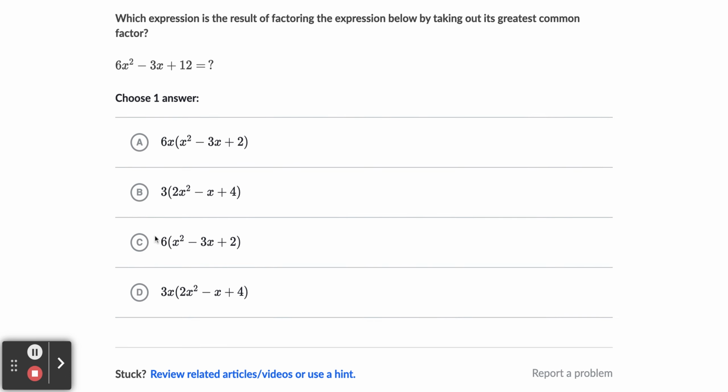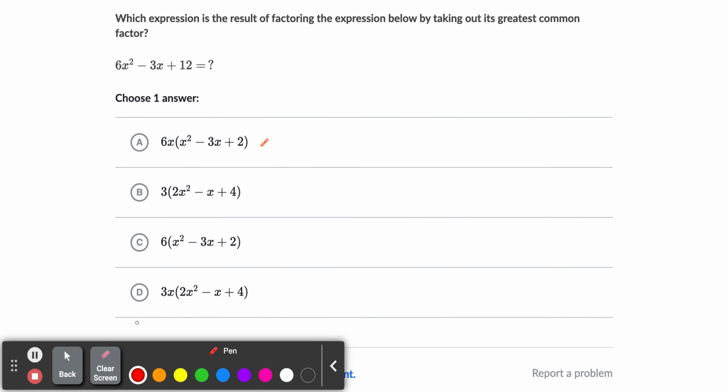Another GCF. So we have 3 terms now, but that's not going to stop us. So greatest common factor. So 6x squared, 3x, and a 12. Okay, so if I just look at the numbers first, 6, 3, and 12, we should be able to figure out that the greatest factor that comes out of there is going to be 3, right? 3 goes into 6, 3 goes into 12, 3 obviously goes into itself, so 3 is the greatest common factor.